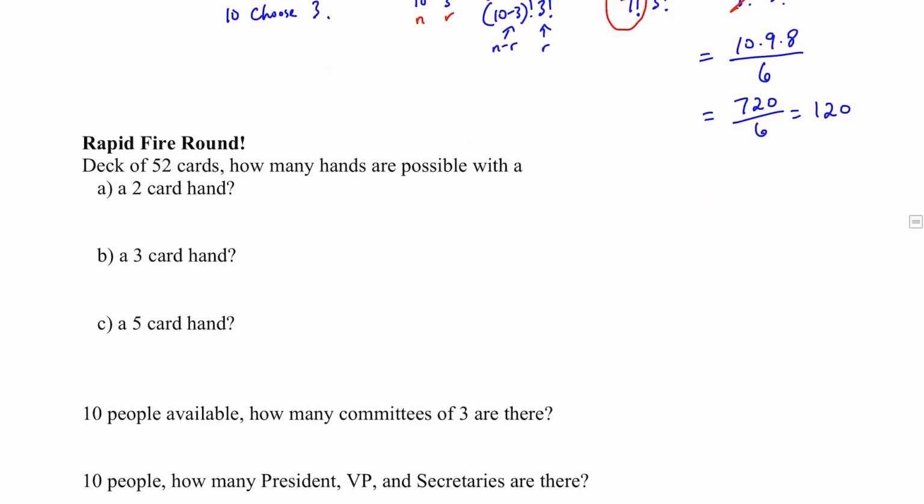All right, let's do a quick rapid fire round here. You have a deck of 52 cards. How many hands are possible with a 2-card hand? So if you have a 2-card hand, you have 52 cards, and you're choosing 2 of them. So that's 52 choose 2.